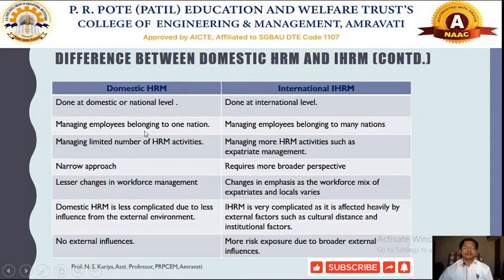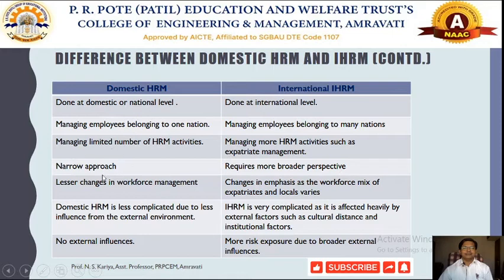Here we are managing employees belonging to one nation, as we are dealing with the same organization that is operating within the home country itself, so the employees belong to only one nation. There is no possibility that employees belong to different nations and different socio-cultural backgrounds. A limited number of HRM-related activities can be there in domestic HRM, whereas in international HRM there are different activities that may be related to expatriate management. Managing the expatriate means managing the international employees.